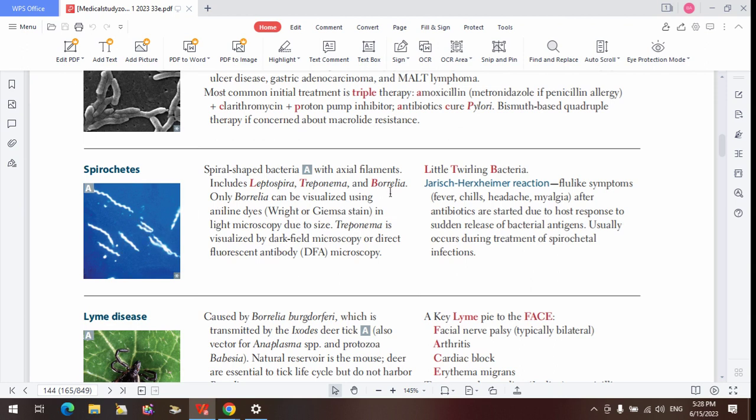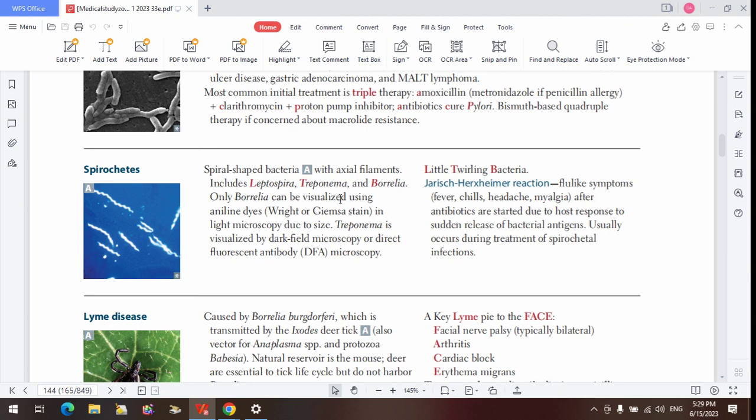You can see Borrelia with light microscopy and Giemsa stain. We talked about this when we were talking about those organisms that you can see with Giemsa stain. Borrelia is what you can see with your Giemsa stain, alongside your Helicobacter pylori, your trypanosome, your Plasmodium, and all those things. So if you use your Giemsa stain or your Wright stain, you can see Borrelia. That's one way you can see them, through the use of the aniline dyes.